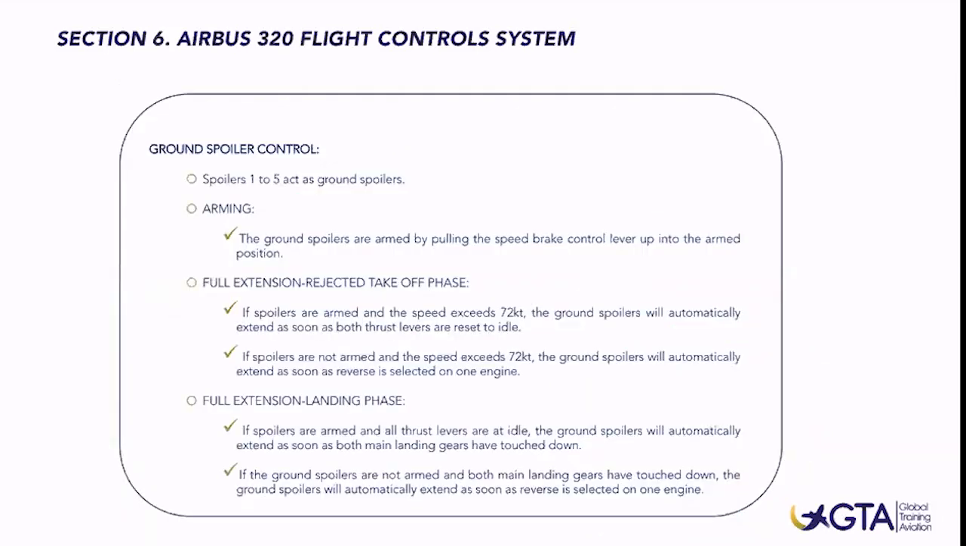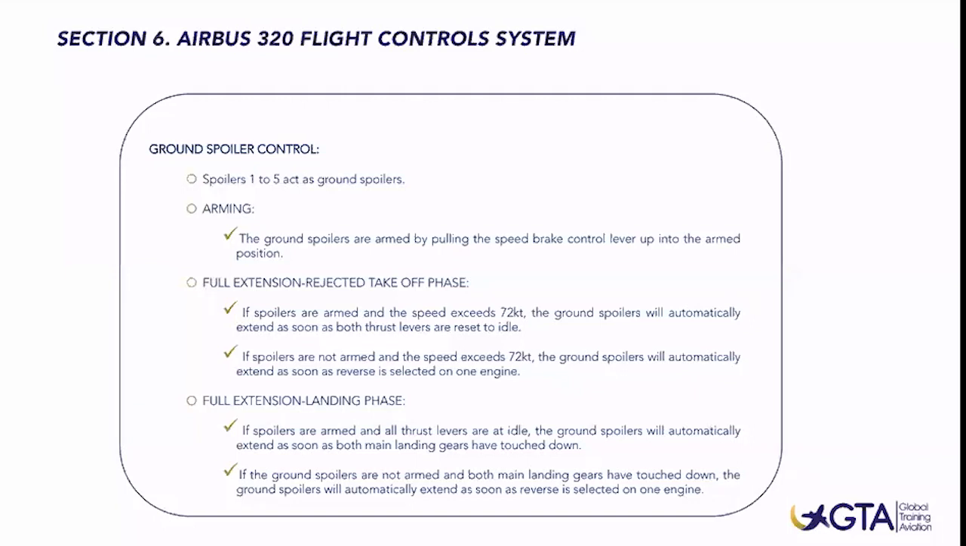Well, ground spoiler control, this is quite interesting as well. In this case, the fly-by-wire system will use the 5 spoilers, 1 to 5. Arming, well, what's the difference between arming and full extension in case of rejected takeoff and full extension in the landing phase? As a summary of this slide, what's the difference between takeoff or landing with spoilers armed or disarmed? I mean, the question is, can we take off with spoilers disarmed?